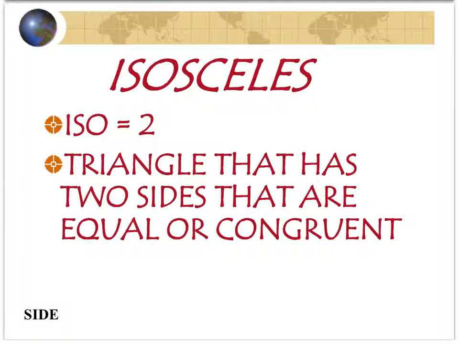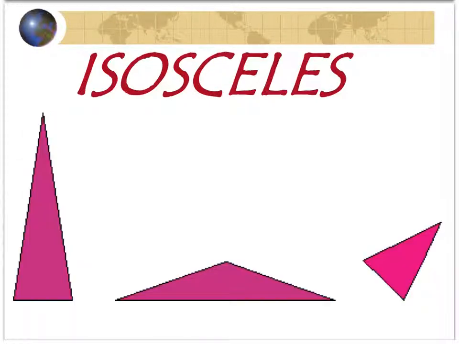For an isosceles triangle, iso meaning two, which is kind of a hard one to say, so you might want to practice that a few times, is a triangle that has two sides that are congruent or equal. Some examples of these, you can see that this side is congruent or the same as this side, and this side, along with this side and this side of these triangles.